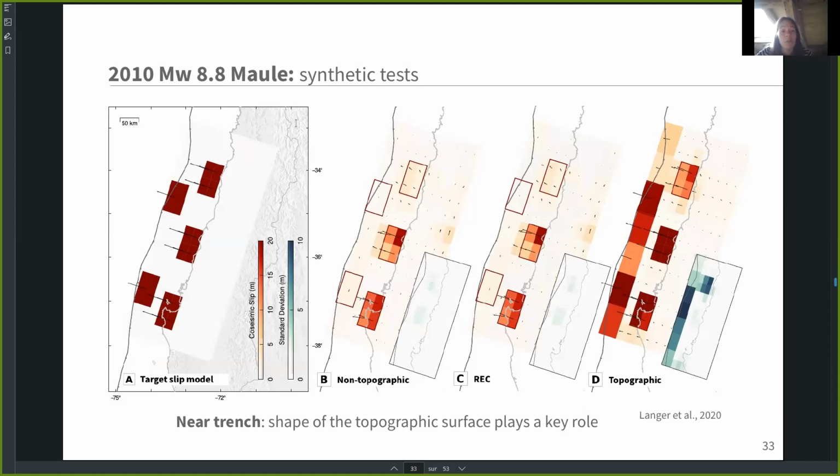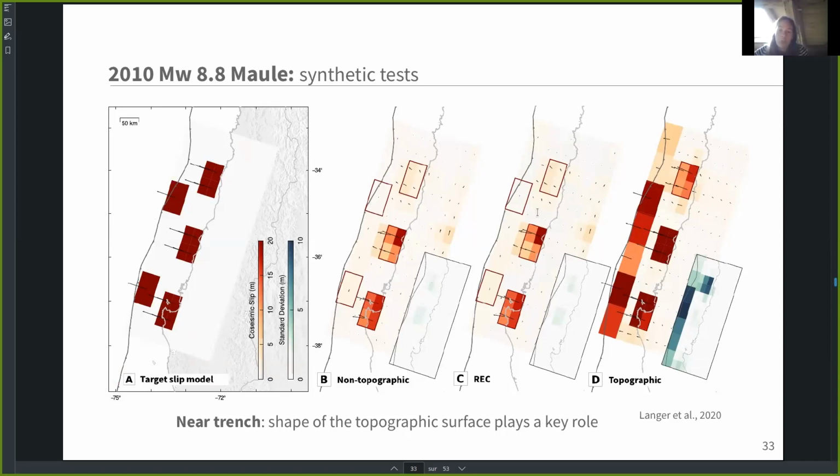The results are, again, really different. So here you see the target slip model, with two main slip patches at the trench. You can see that if you neglect topography, or if you only account for the distance between the source and the receivers, that's not sufficient to account for the effect of topography. We are not able to retrieve the target slip model at all.